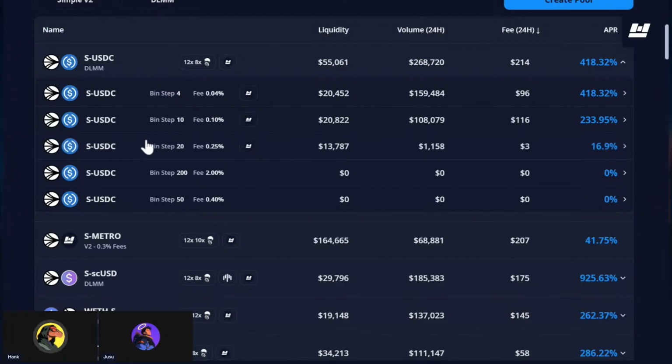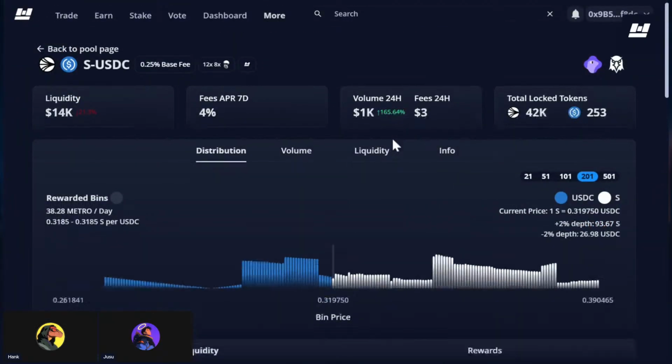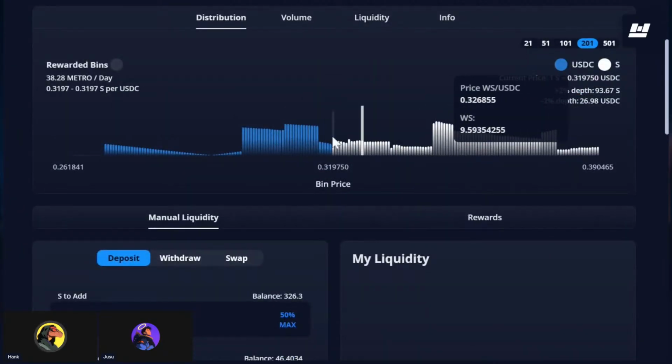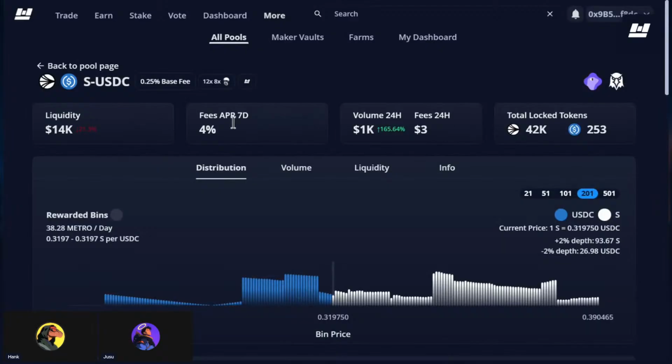It found some strength now. So in this case, if I do a one-sided bid-ask position, I hope for more drops so I can get more Sonic. So let's go. I'm gonna use this 0.25% pool because I wanna cover a larger range, so with less bins. So I'm gonna take this.